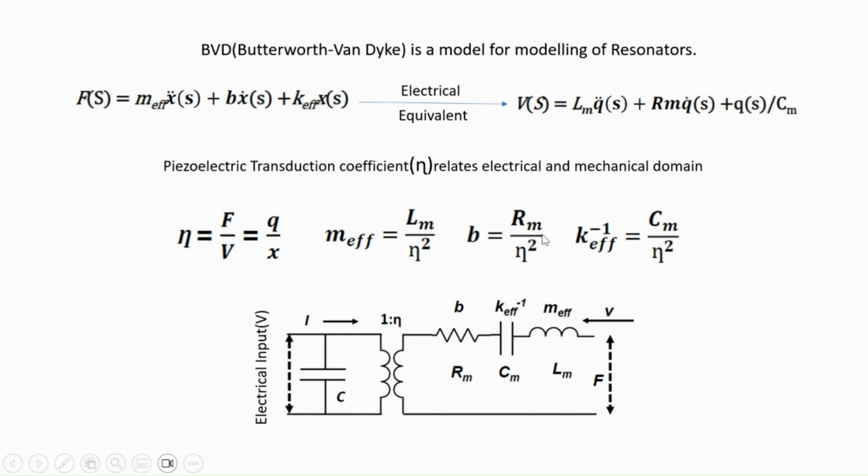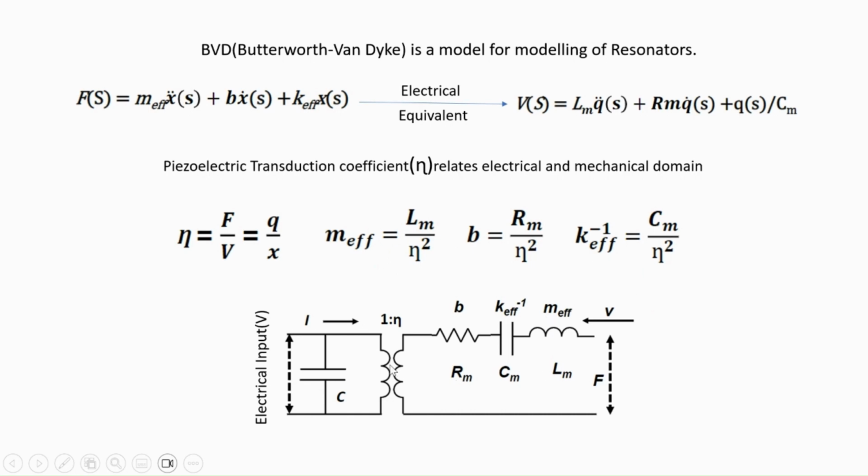How? By this formula. First of all, you need to know what eta, the transduction coefficient, is. You can find that out using this formula, or you can read up more on that if you want to know more. From the K effective, you will get CM by dividing by eta square. You actually are getting K effective inverse, and then LM you get from the M effective. If you have M effective, you can find LM.